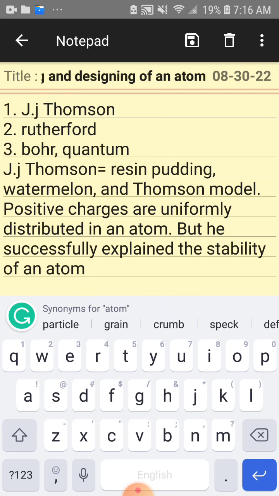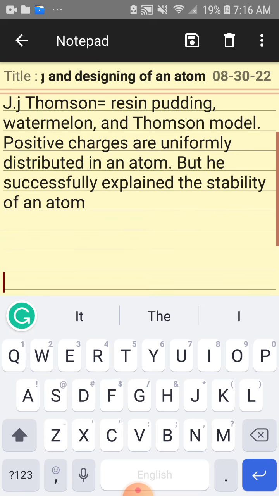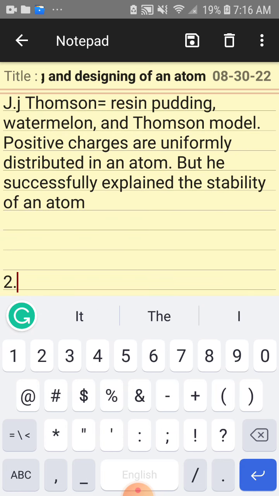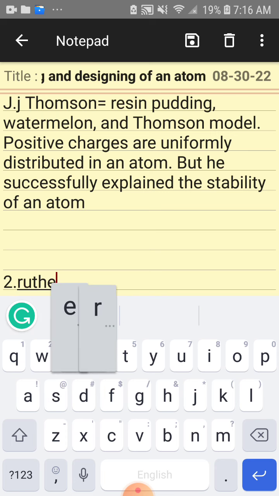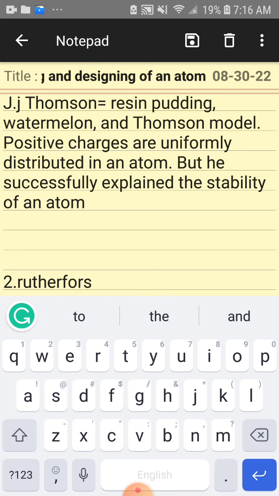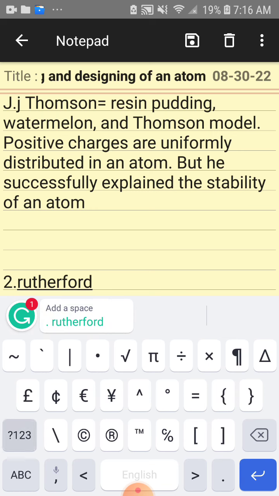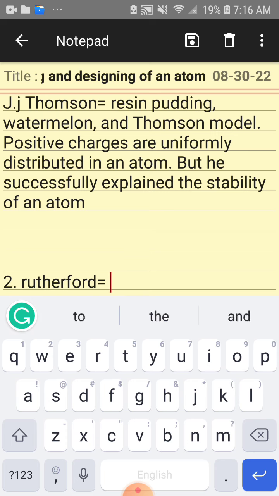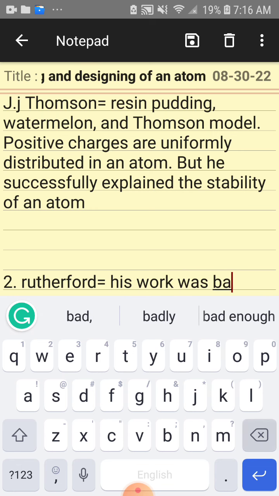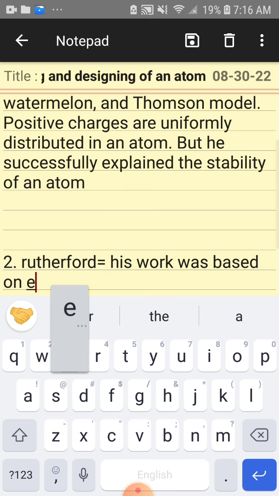Now I'm going to talk about the next scientist. The second scientist was Rutherford. Actually, the experimental work started from Rutherford. He did the first experimental work on the discovery of the atom. His work was based on the experimental method.